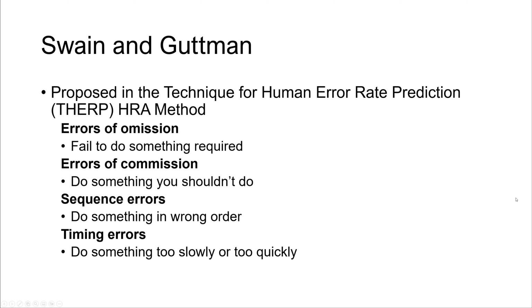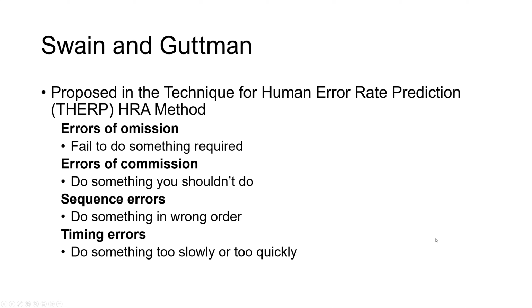All right, so Swain and Gutman. Within THERP, the technique for human error rate prediction, an HRA method, there are a handful of errors that can be marked in the analysis. Errors of omission, so you failed to do something you were supposed to do. Errors of commission, you did something you weren't supposed to do. Sequence errors, you do something in the wrong order, or timing errors, where you do something too slowly or too quickly. And this was the dominant thinking of error psychology for a long time, until Rasmussen came around in the 70s and 80s.